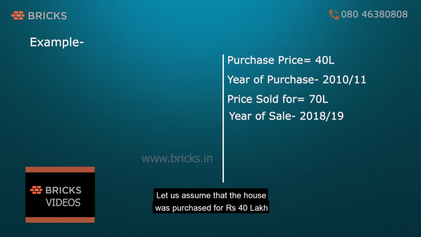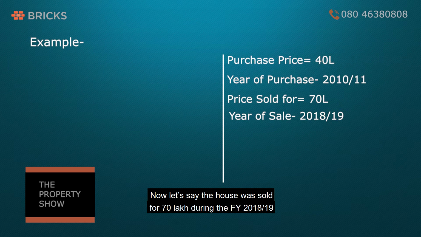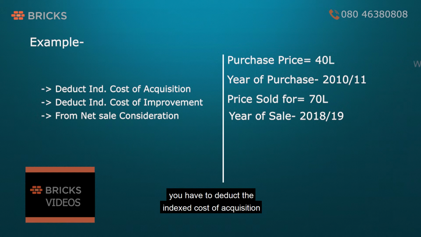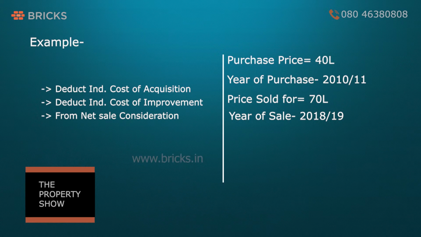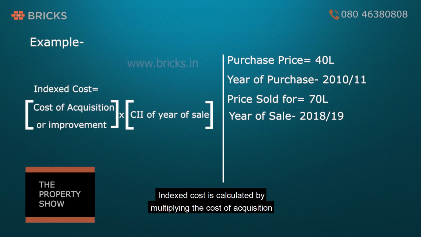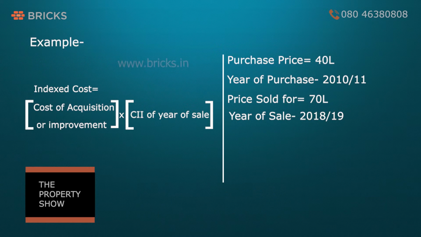Let us assume that the house was purchased for ₹40 lakh and the year of purchase was 2010-11. Now let's say the house was sold for 70 lakh during the financial year 2018-19. To compute long-term capital gains, you have to deduct the indexed cost of acquisition and indexed cost of improvement, if any, from the net sale consideration. Indexed cost is calculated by multiplying the cost of acquisition or improvement with the cost inflation index of the year of the transfer of the capital asset.